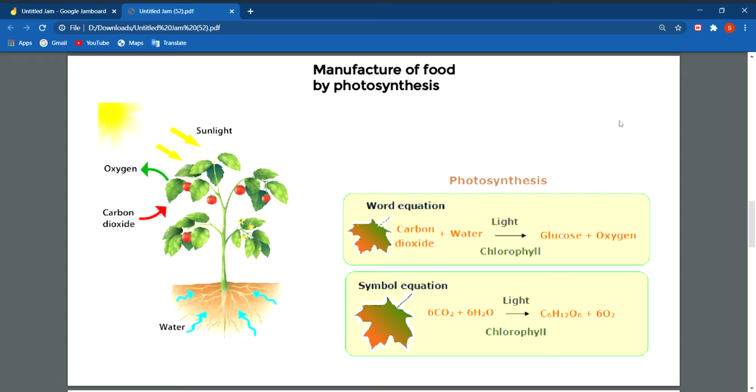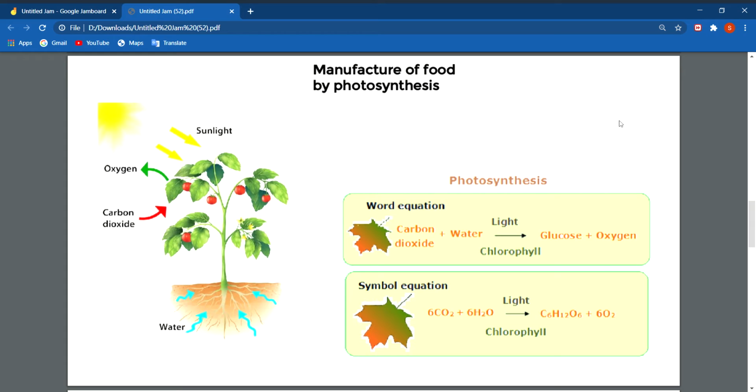As you know, the leaf is called the kitchen of the plant, and only plants are capable of making their own food. Many times we have discussed that plants make their food in the presence of sunlight with the help of carbon dioxide and water. And the chlorophyll, the green pigment present in the plant, traps the light of the sun and gets energy, and with this energy carbon dioxide and water are changed into glucose. Glucose is the food formed by the plant, and oxygen is released in this process.